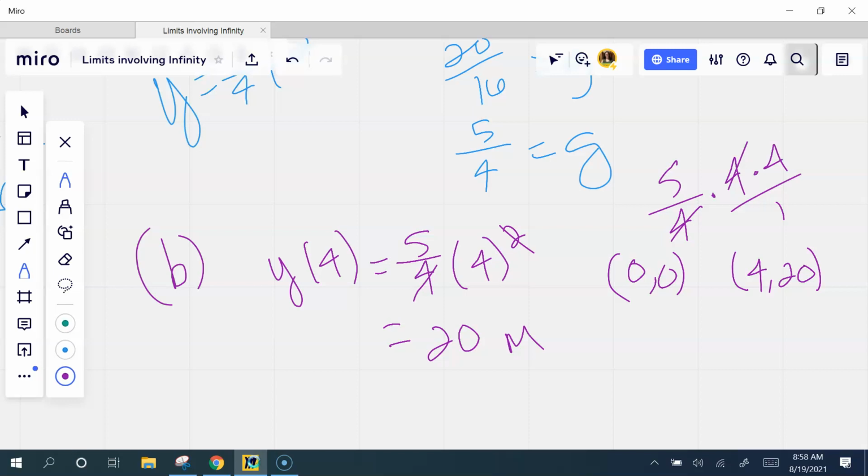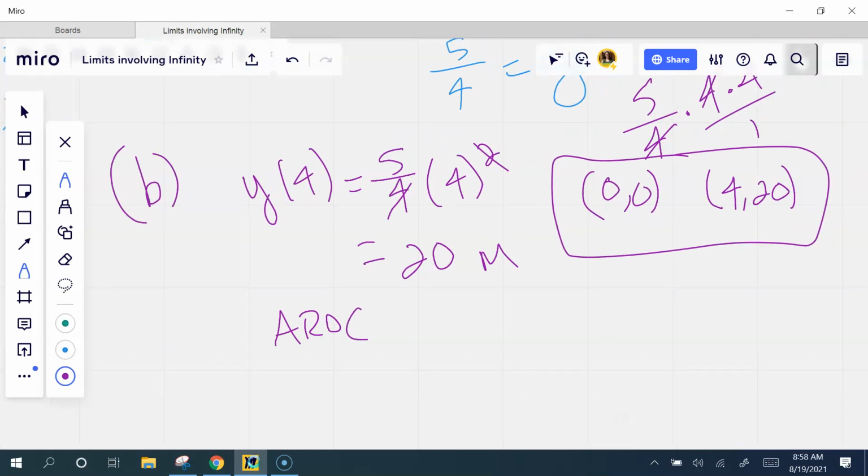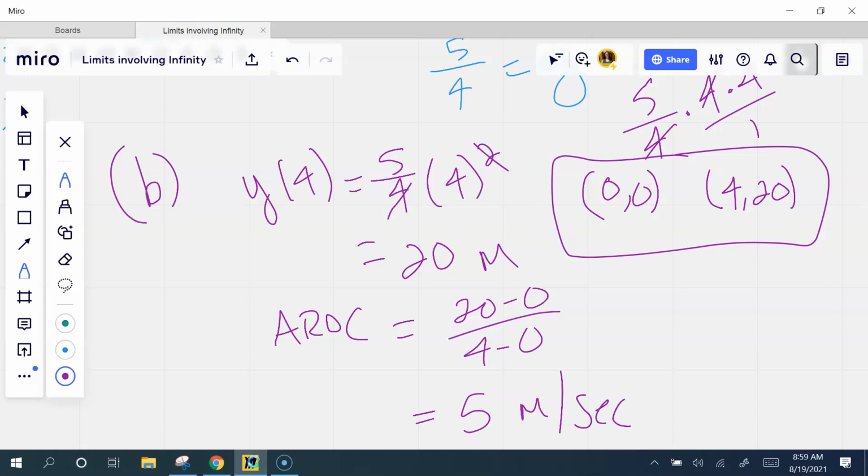Okay, so that's not my average rate of change. I was just finding these 2 points. So now my average rate of change, this is not 20 meters per second. It just falls 20 meters. It is 20 minus 0 over 4 minus 0. So it's 5 meters per second. That's the average rate of change. That's the average speed. Okay. Ready for the next question?